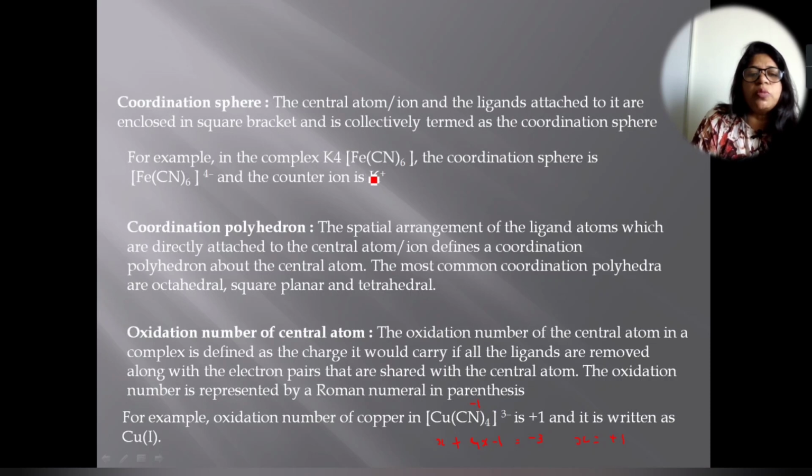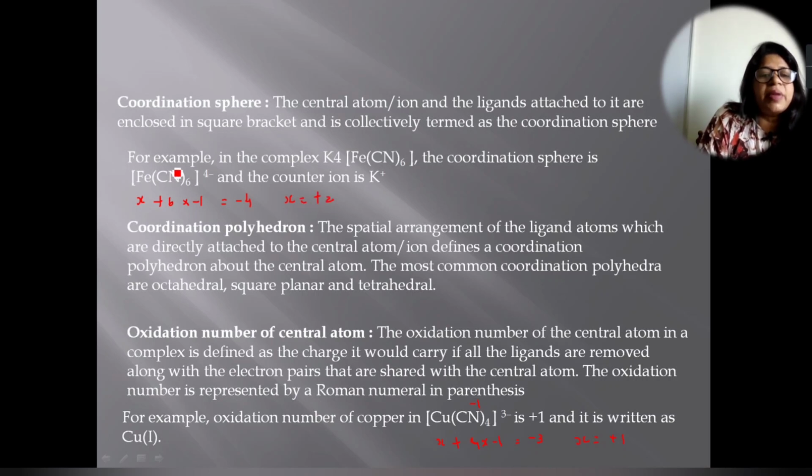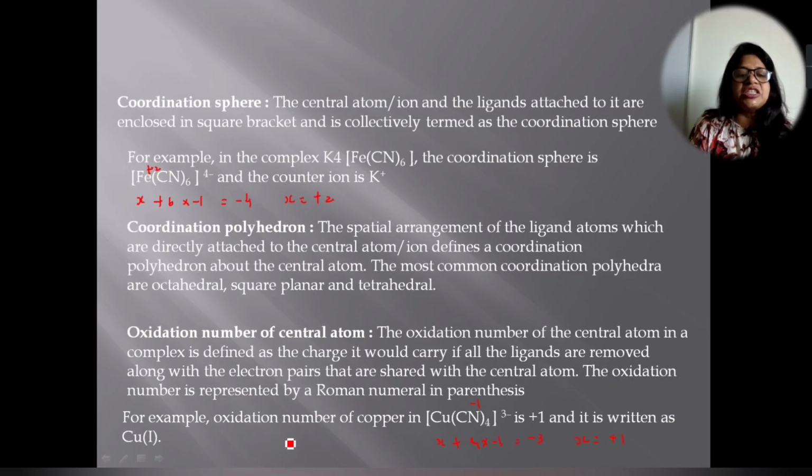Now look at this complex. What will be the charge? [Fe(CN)6]4-, we don't know. So put x plus 6 into -1 is equal to -4. What is x equal to? -4 plus 6. So x is equal to +2. So the charge carried by Fe is +2. That is the oxidation number of the central metal ion, and it is always written in brackets.